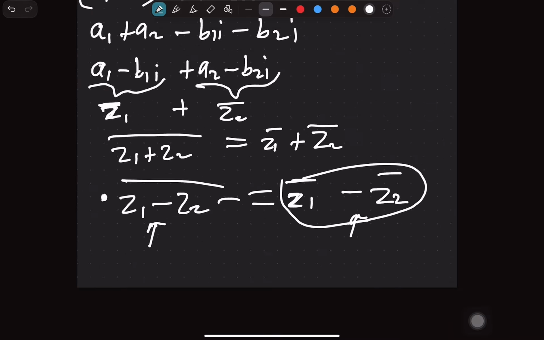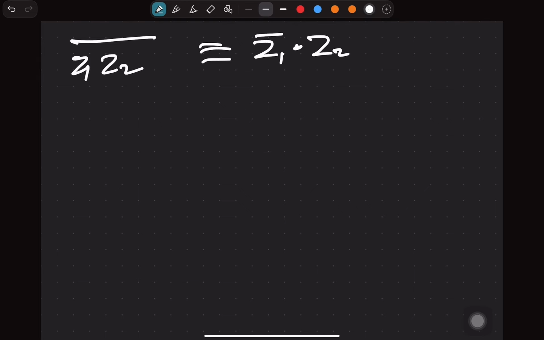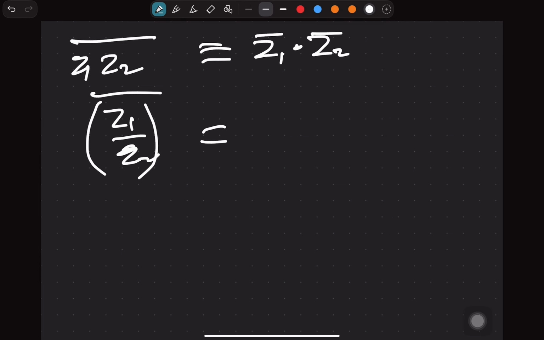Now it applies also to multiplication and division. When you are taking the conjugate of a product, the conjugate of z1 z2 is the same as taking the product of each conjugate. So the conjugate of z1 multiplying the conjugate of z2. It also applies to division. When you're taking the conjugate of the quotient, it is the same as taking the quotient of each conjugate. So the conjugate of z1 divided by the conjugate of z2.